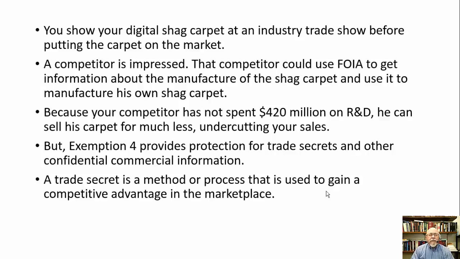That competitor, who is impressed but not particularly ethical, could use the FOIA to get information about the manufacturer of your shag carpet. Using that information that you filed with federal agencies, your competitor could manufacture his own shag carpet. Now, because your competitor has not spent $420 million on research and development, he can sell his carpet for much less, undercutting your sales, eventually putting you out of business. So that's why we have Exemption 4. Exemption 4 provides protection for trade secrets and other confidential commercial information so that you don't have to give your competitors inside information as to what you do to be a success.